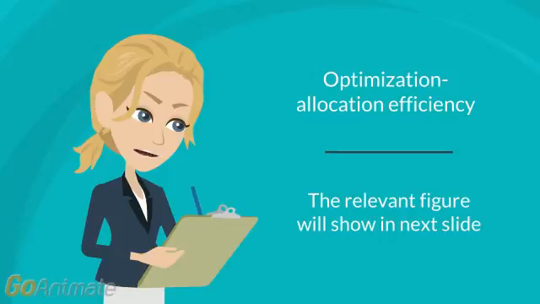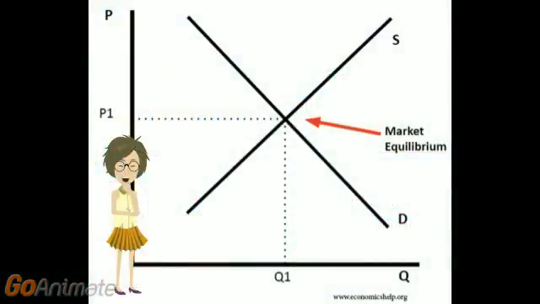Optimization problem as market equilibrium is about maximizing or minimizing the production for firms, which is related to allocation efficiency in the market. In this slide, it shows the intersection of supply and demand curve is market equilibrium.